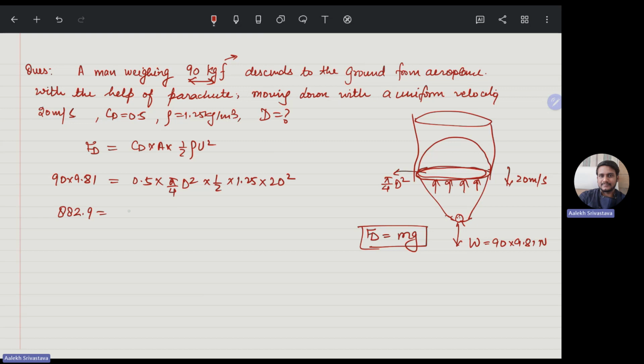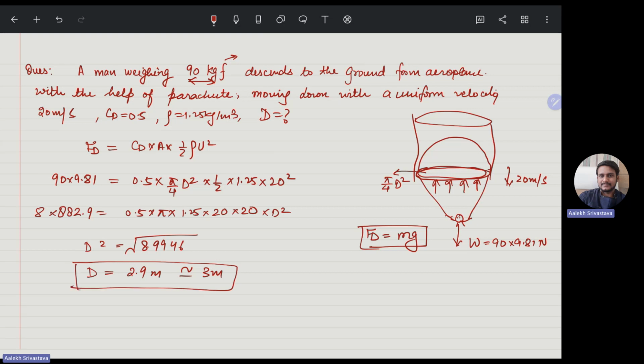So it is 0.5 into pi into 1.25 into 20 into 20, and this 4 and 2 will go here as 8, into d square. If you solve, d square is 8.9946, and d is equal to the square root of this. You will get 2.9 meter, approximately equal to 3 meter. So this should be the diameter of the parachute so that it moves with a uniform velocity of 20 meter per second, carrying the weight of this person.